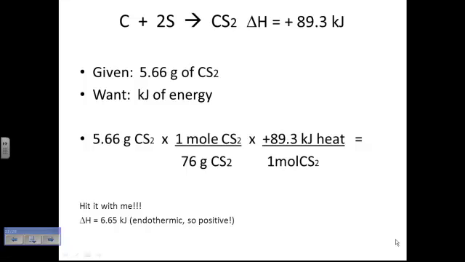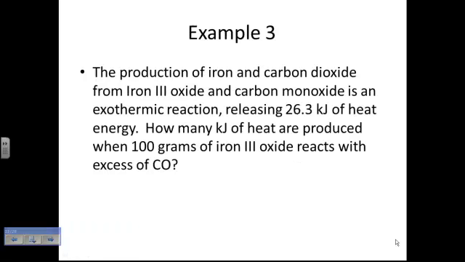We have a third example. I'll read through. The production of iron and carbon dioxide from iron(III) oxide and carbon monoxide is an exothermic reaction, releasing 26.3 kilojoules of heat. How many kJ of heat are produced when 100 grams of iron(III) oxide reacts with excess carbon monoxide?